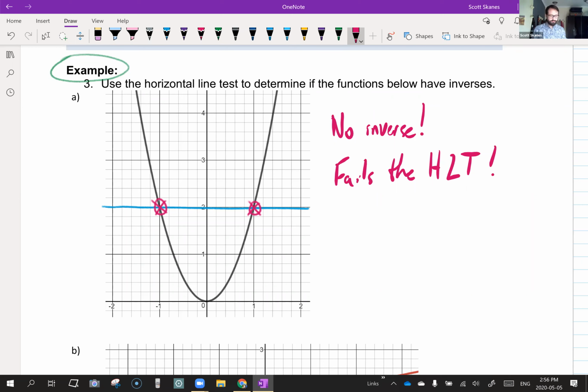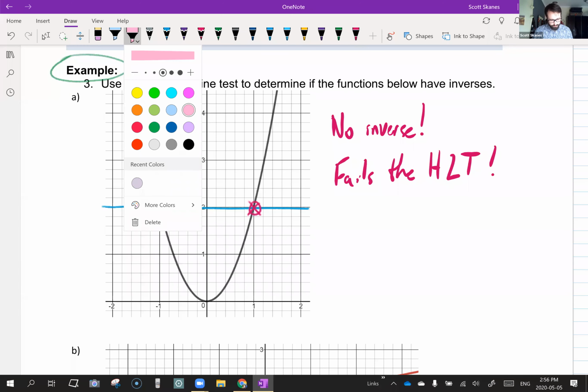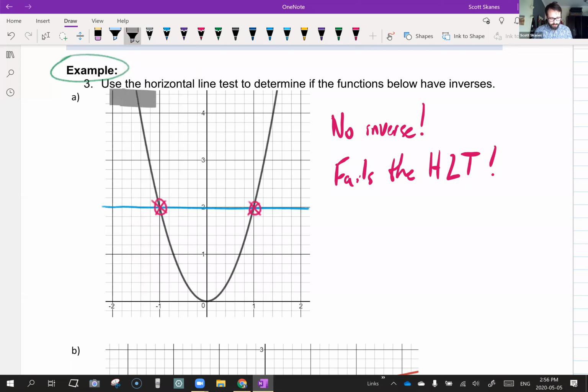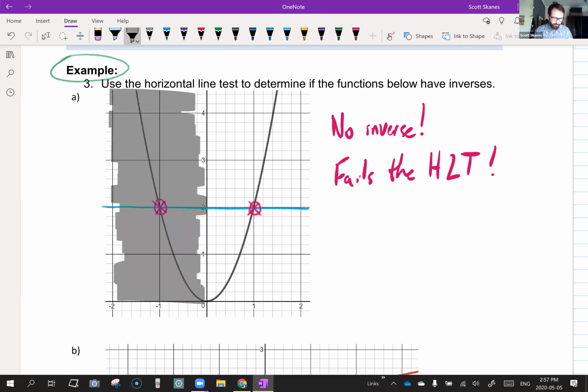this function doesn't have an inverse because it fails the HLT. I'm going to have a little spoiler here for later, a little foreshadowing. Let me bring up a different tool here. Let's say I was to cancel the left side. Let's imagine that part wasn't there. Like we restricted it, we cut it off and said, hey, let's ignore that. Then it would have an inverse. That might seem like a silly thing to do, but that's sometimes what we have to do in order to find the inverse. So, yes, sometimes we restrict the domain so that we can make it get an inverse, okay? But that's something for later.